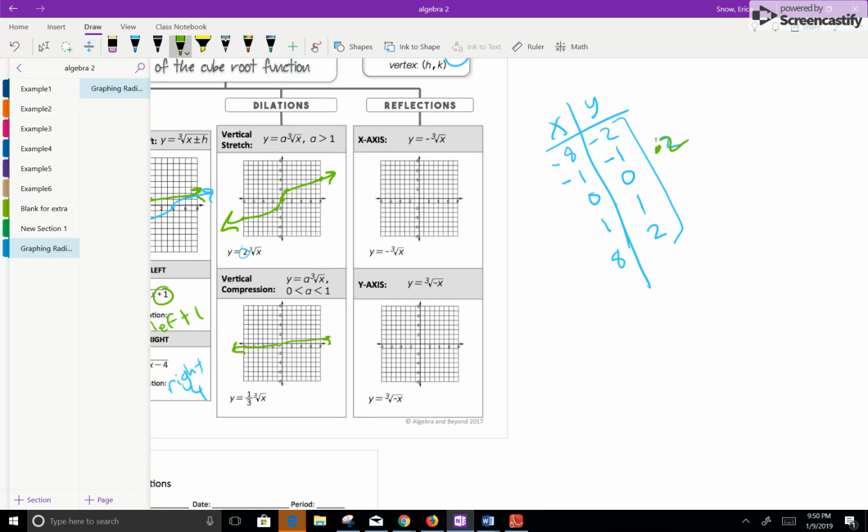Then, of course, with our reflection, this reflects across the x-axis. So it looks like this. And our reflection across the y-axis, guess what, guys? Looks the same. So you throw a negative in there, you got different things going on.